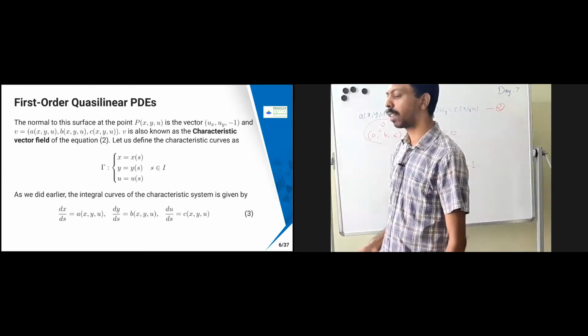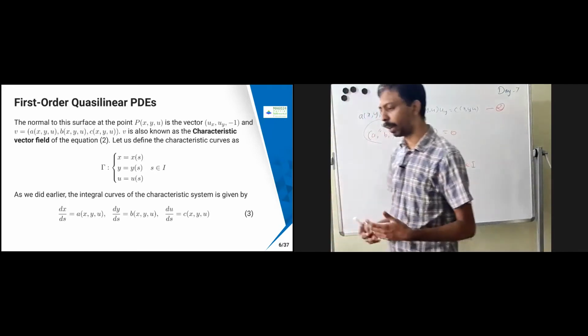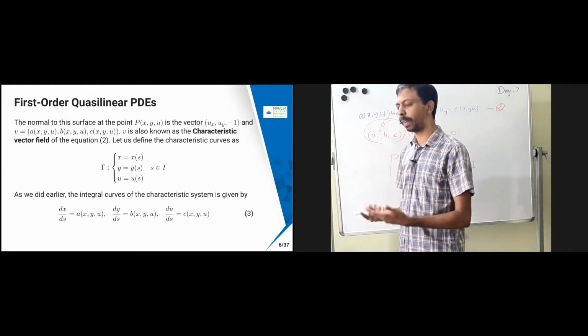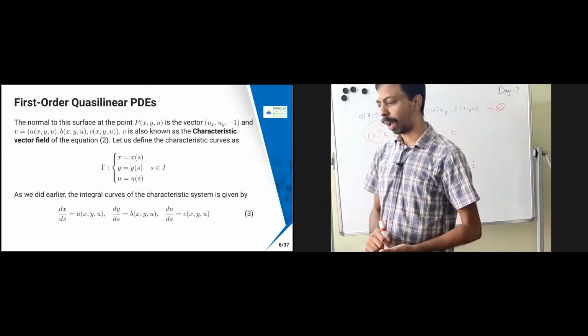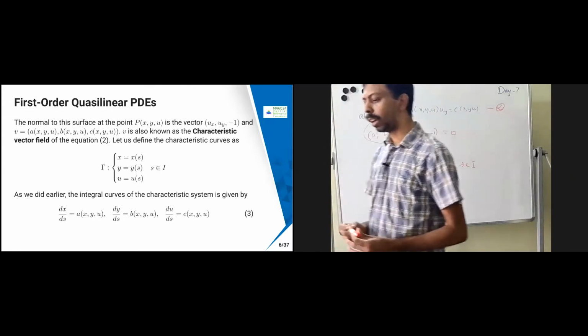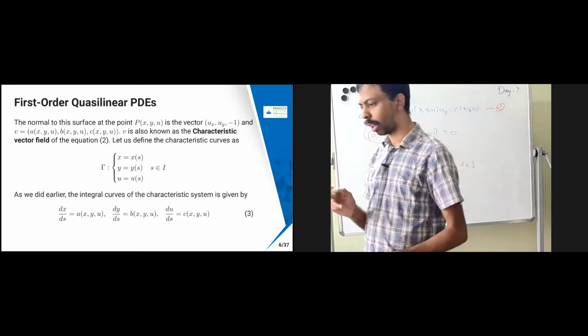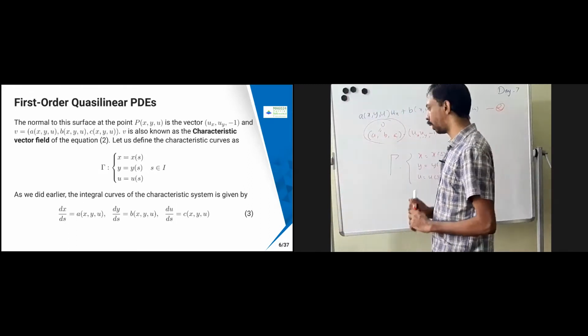Why do you want to do that? Because our aim is that we are trying to solve the quasi-linear PDE. That quasi-linear PDE, we are trying to convert it into a system of ODEs so that we can solve the problem. That is the ultimate aim. As we did earlier for the PDEs with variable coefficients, almost the same thing we are doing here.